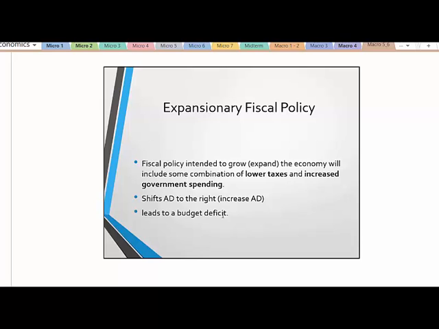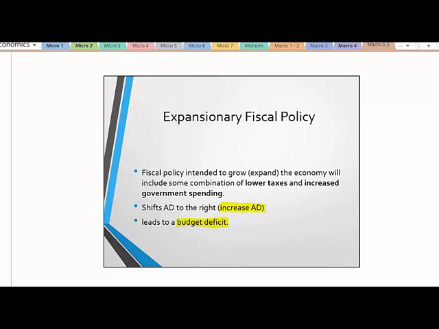This is going to increase aggregate demand, and I really want to highlight this part. You're going to have a rightward shift in aggregate demand here, and of course this is going to lead to a budget deficit. So if you see a question that says something along the lines of the government has a budget deficit, you can then take that to mean that there's been expansionary fiscal policy occurring. I also quickly want to talk about how this expansionary fiscal policy can work. So I'll start with taxes.